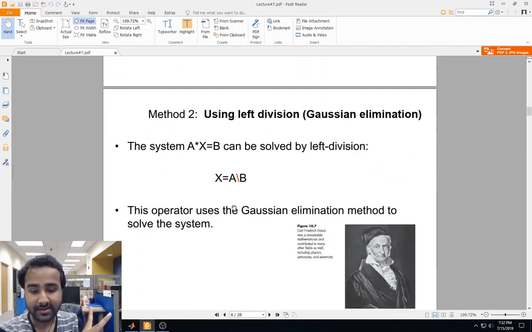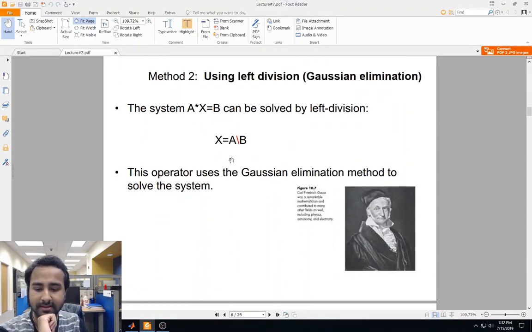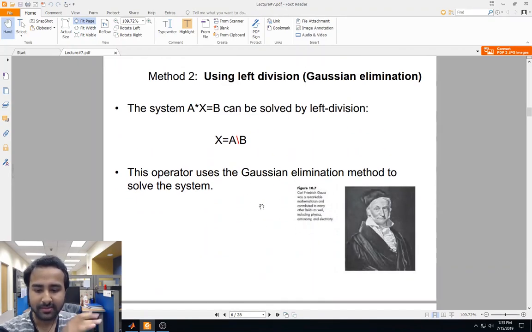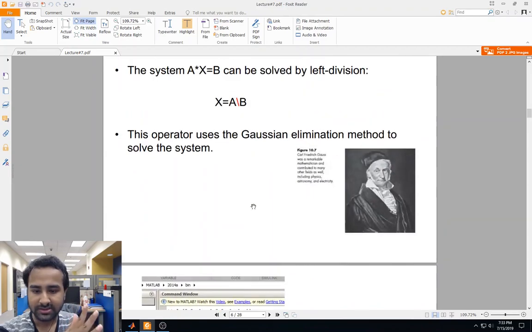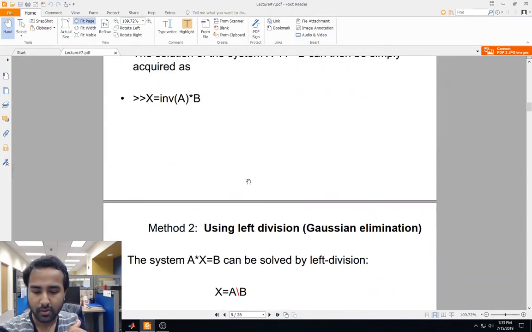The second method is using what's called left division, which is Gaussian elimination, which you might have also done in high school, depending on who your teacher was. And for that, if you want to solve AX equals B, you just do A\B, and that's it. The actual mechanism by which Gaussian elimination works is not something we're going to cover, but those are the two different methods. You can either use this inverse of matrix A method or Gaussian elimination.